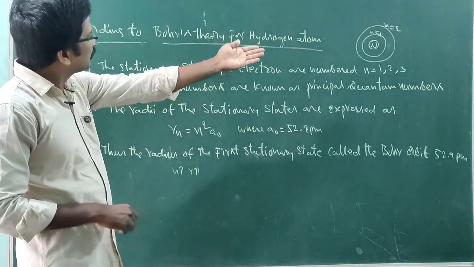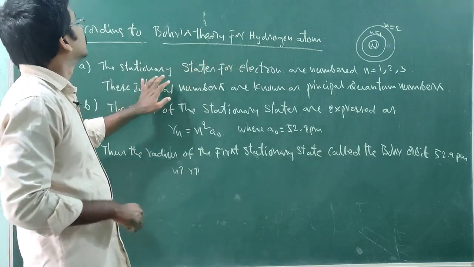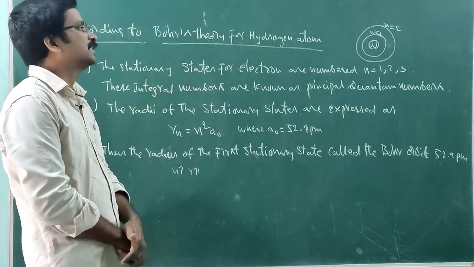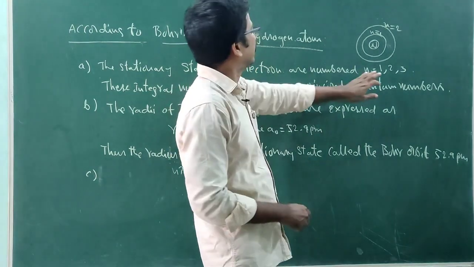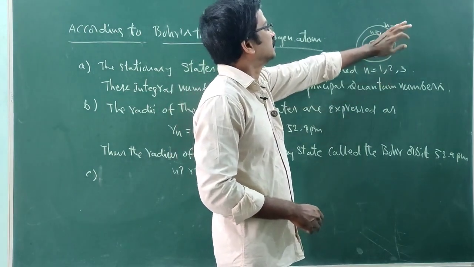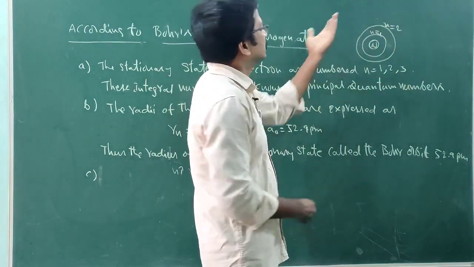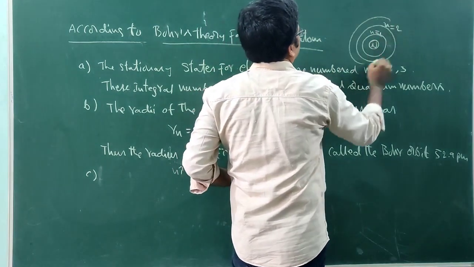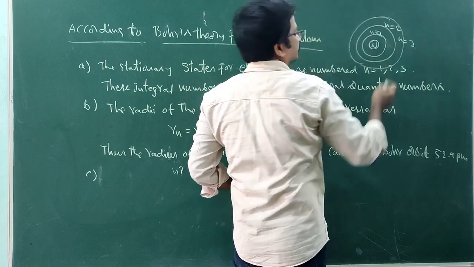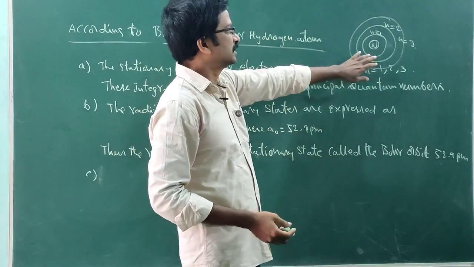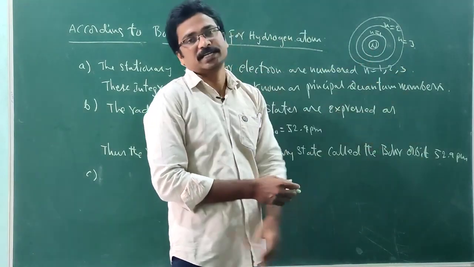These circular orbits are known as stationary states. Stationary states are numbered as n is equal to 1, n is equal to 2, next one n is equal to 3, and so on, like that.